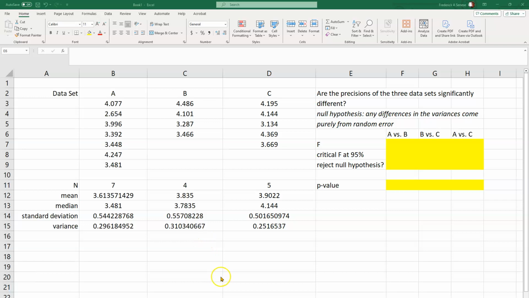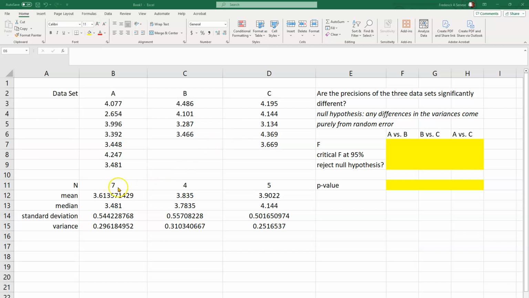In this video, we're going to compare the precisions of three data sets. We've got data set A here, data set B here, and data set C. And we want to see if any of them has a precision that's significantly different from the others.